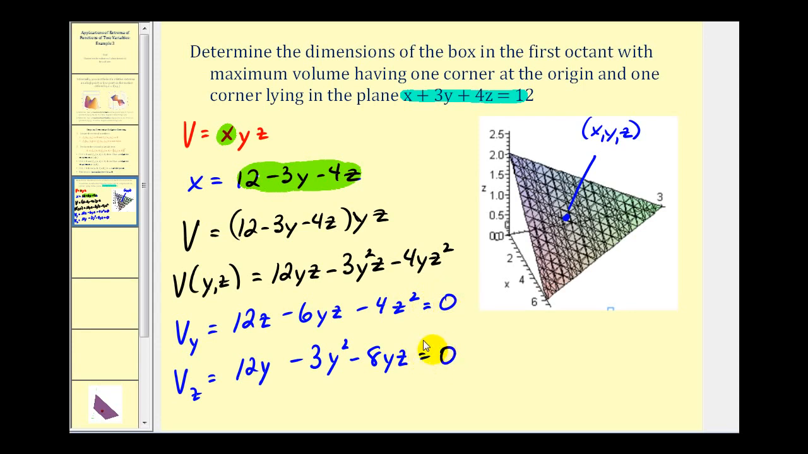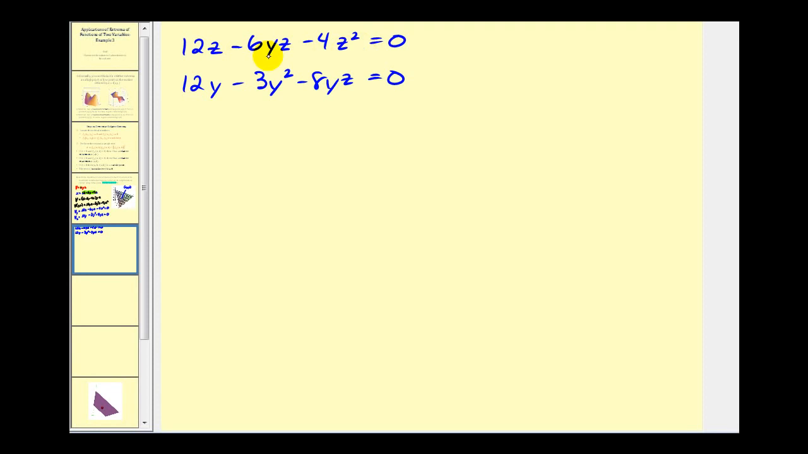So let's go ahead and take these two equations onto the next screen and see if we can solve this system. Let's start by factoring both of these equations. The first equation has a common factor of 2z. It'll leave us with 6 minus 3y minus 2z. And the second equation has a common factor of y.